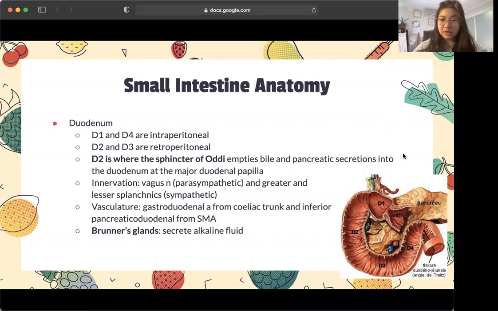D2 is where the sphincter of Oddi empties, and that's where you get your bile and pancreatic secretions into the major duodenal papilla, which is a part of D2. It also has Brunner's glands, which secrete alkaline fluid, which makes sense because we want to combat all of that really acidic chyme coming from the stomach.